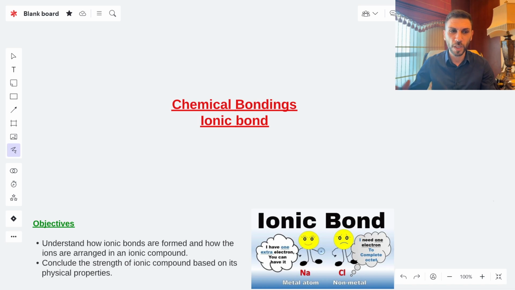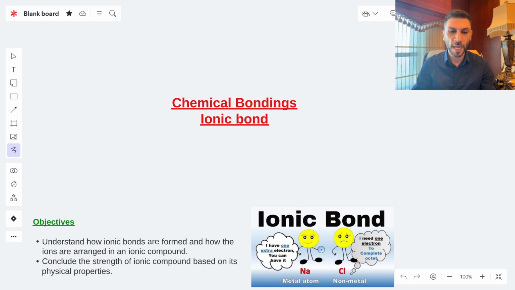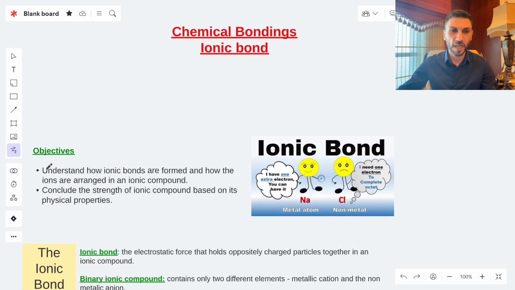Today we're going to focus on the ionic bond, and our objectives are to understand how the ionic bonds are formed and how the ions are arranged in an ionic compound, as well as how to conclude the strength of the ionic compounds based on their physical properties.